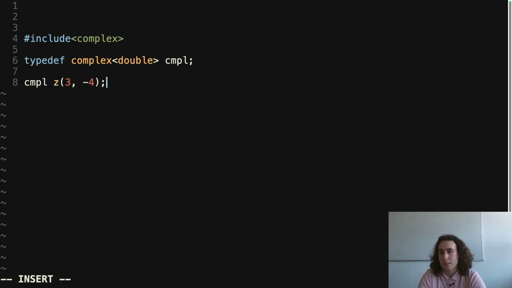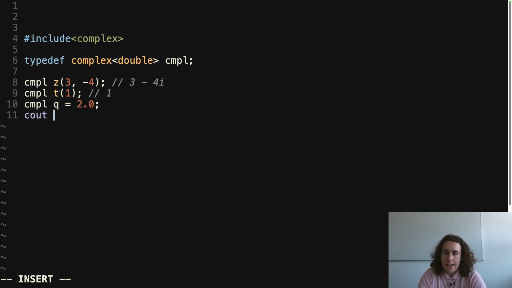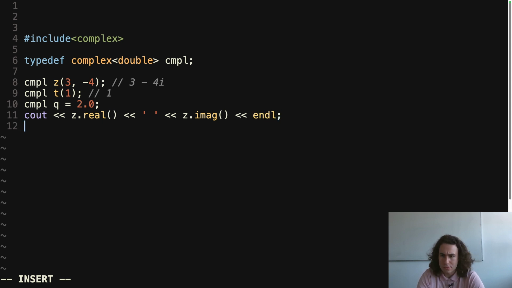Like, for example, I can give it a real and imaginary part. It's going to be 3 minus 4i. I can just create a number from one value. It's going to be just a real number, and so on. I can write it even like this. Q is equal to 2. And then I take a number, I can call its real part, and I can also call its imaginary part like that. And then there are obviously all these possible arithmetic operations, like z times t plus q.